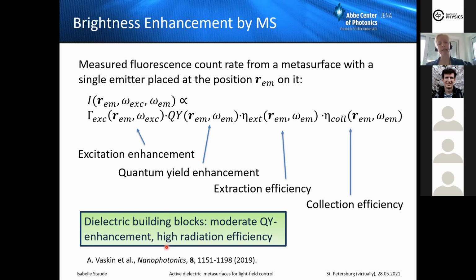So if we use dielectric building blocks, then what we can typically expect are moderate quantum yield enhancements, unless we go to really high-Q metasurfaces, but this is not what I'm showing here most of the time. But we preserve a high radiation efficiency because the losses in the structures are pretty low.